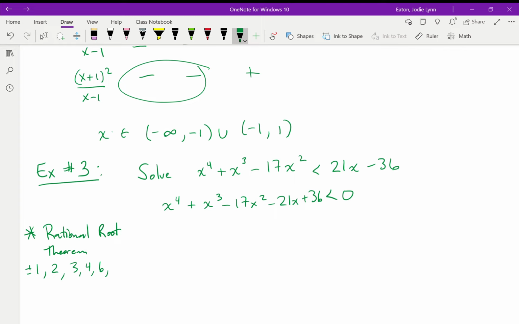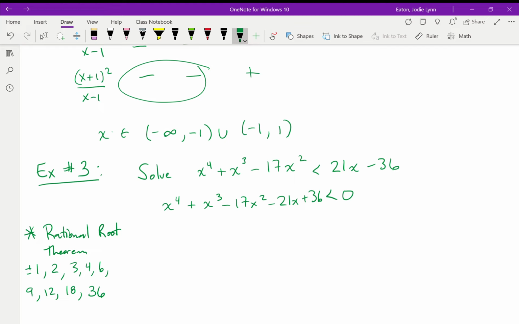We can continue with listing factors if we like. We have also 9, 12, 20. Am I missing one? No, 24. No, I am missing one. 18. 24 isn't a factor of 36. What are you talking about, Miss Eden? And 36 itself.